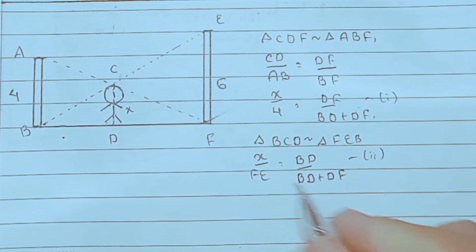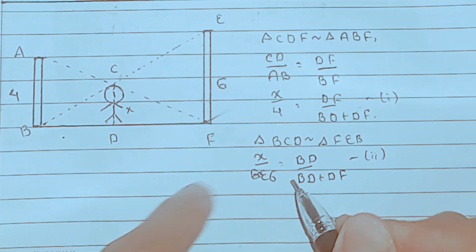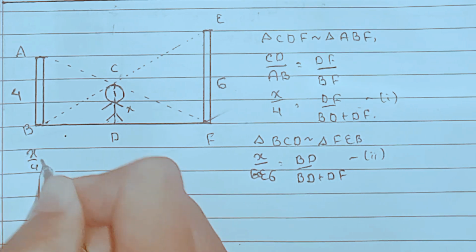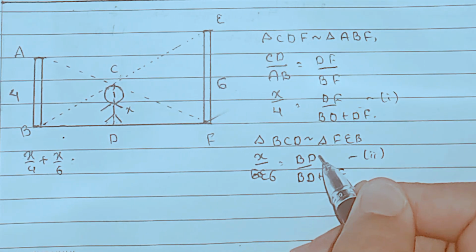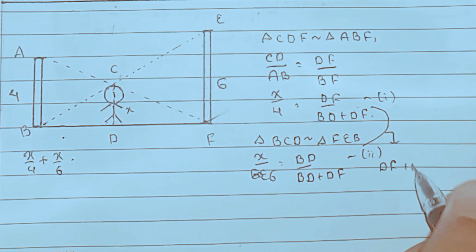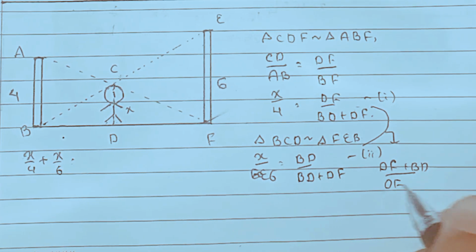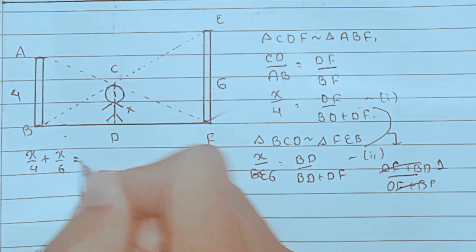In these two equations, FE right here is equal to 6. So X by 4 plus X by 6 is equal to DF upon BF plus BD upon BF. If we add these two, then we get DF plus BD upon DF plus BD, which has a value of 1 because they cancel out each other. So we have to write this 1.